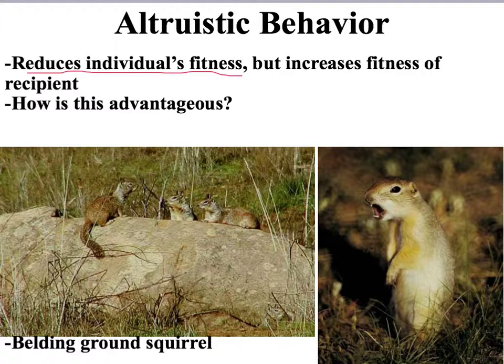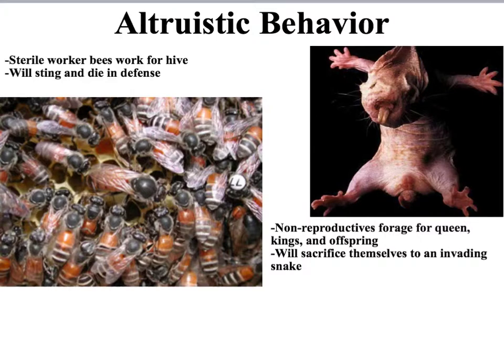Now, the classic example that's always cited as an example of altruistic behavior are these Belding's ground squirrels, and you can see some pictures of them here. Some other examples include bees, where the sterile workers can't reproduce viable fertile offspring. There are only a select number of reproductives in the hive, and there's only one queen.